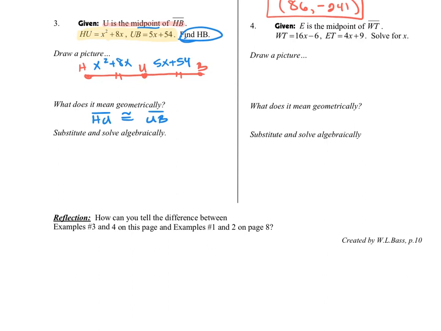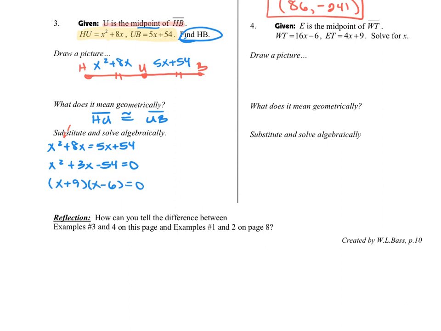That means that we can set those two segments equal to each other and say x squared plus 8x equals 5x plus 54. Since this is a quadratic, because I have that x squared, I'm going to move everything to one side: x squared plus 3x minus 54. I'm going to factor. I'm looking for things that multiply to negative 54 and add to positive 3. That's going to give me (x plus 9)(x minus 6) equals 0.